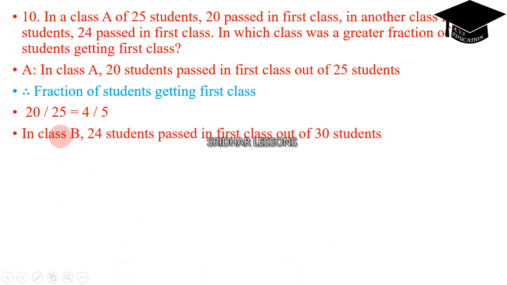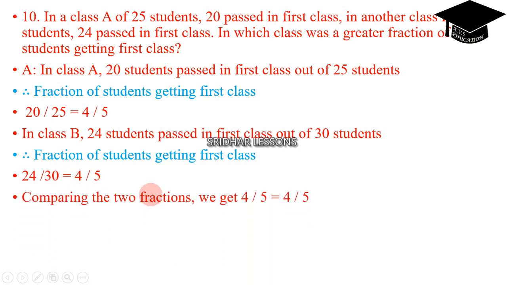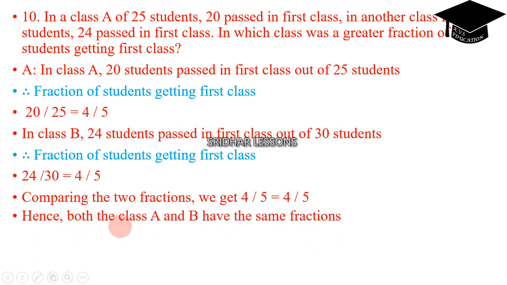And in class B, 24 students passed in first class out of 30 students. That means the fraction of students getting first class is 24 by 30, that means 4 by 5. Just by comparing the two fractions, we get 4 by 5 equals 4 by 5. Hence, both classes A and B have the same fractions. That means the same fraction of students passed in first class.